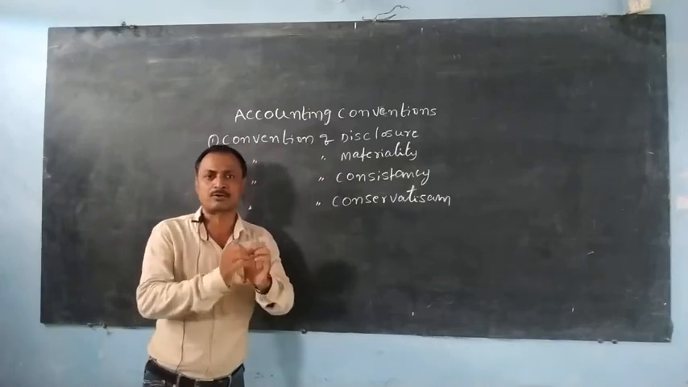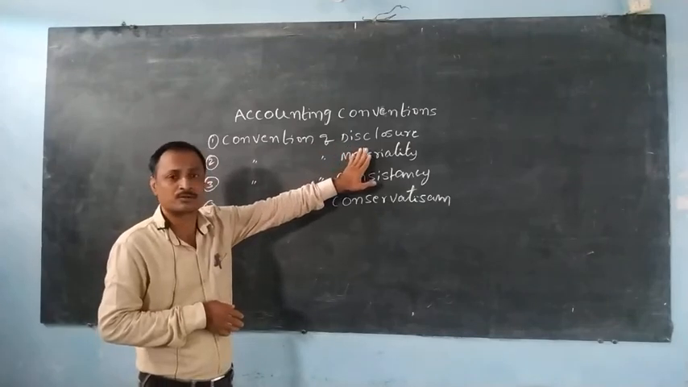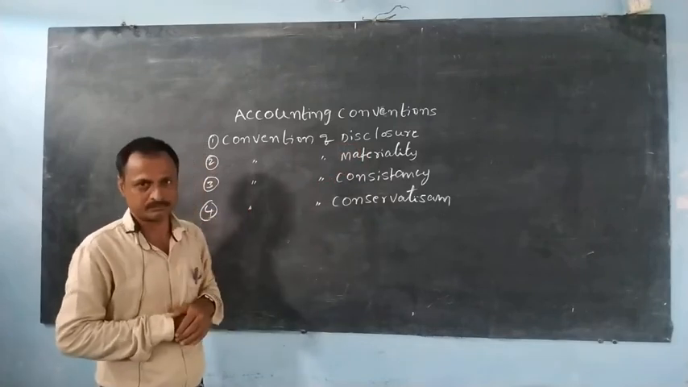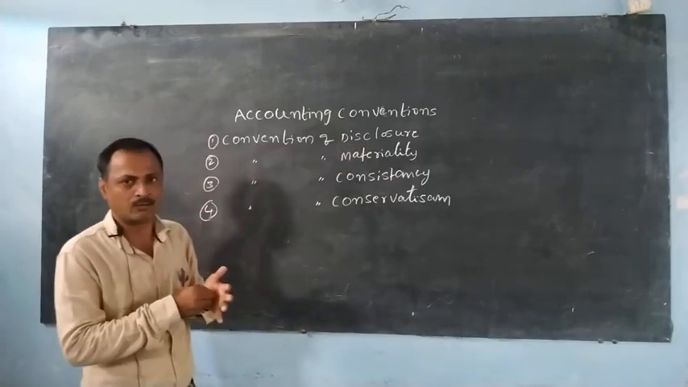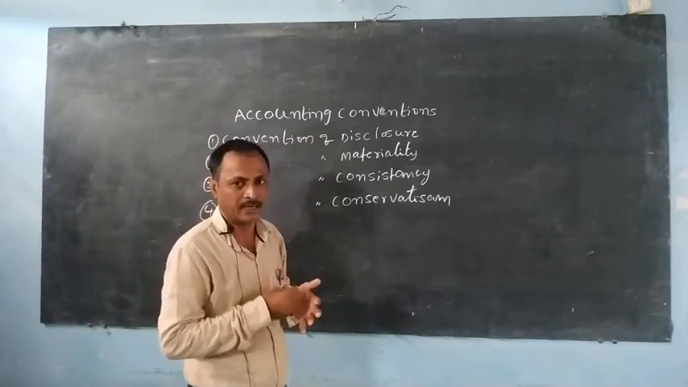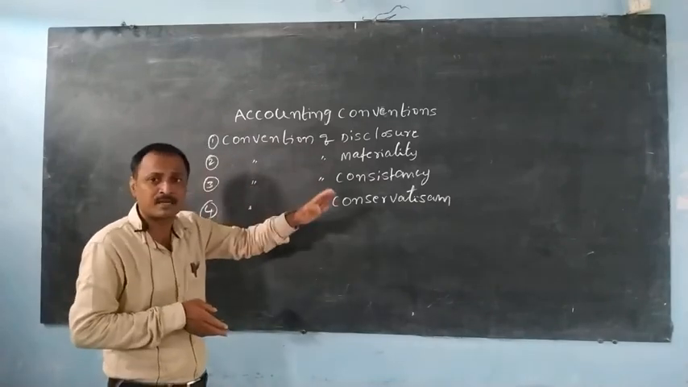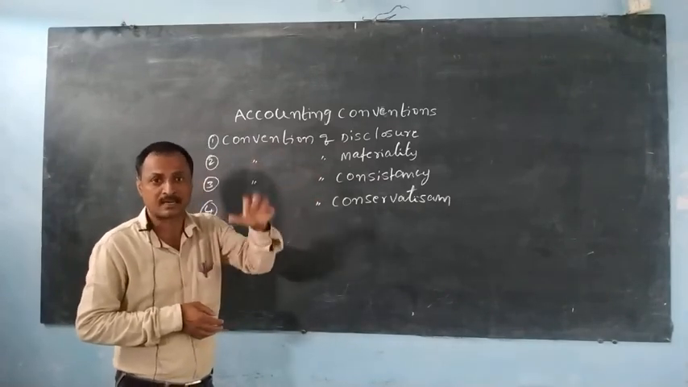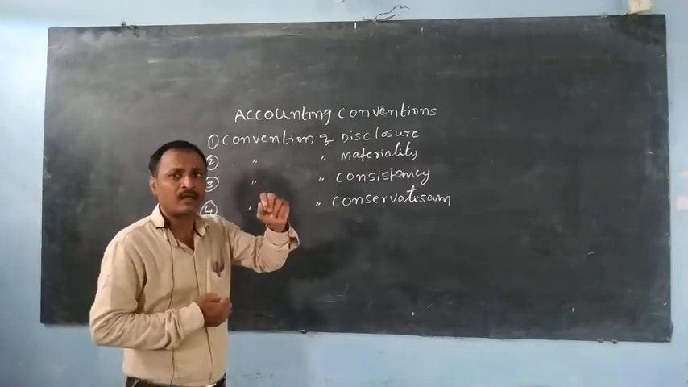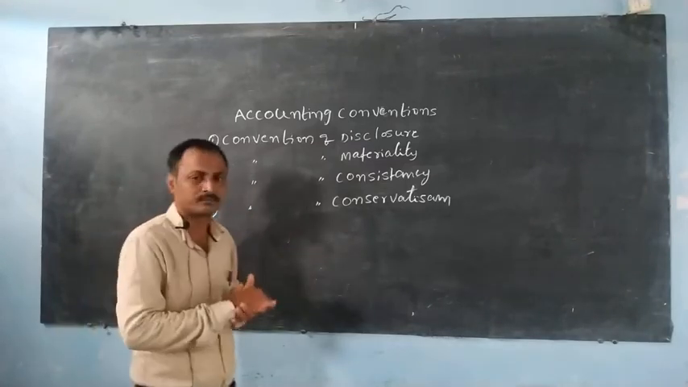Disclosure means exposing. What is the convention of disclosure? This convention follows the true and fair law. The businessman and accountant, while preparing financial statements like the trading account, profit and loss account and balance sheet, embody information which is true and real. All the necessary information related to the financial statements must be shown.